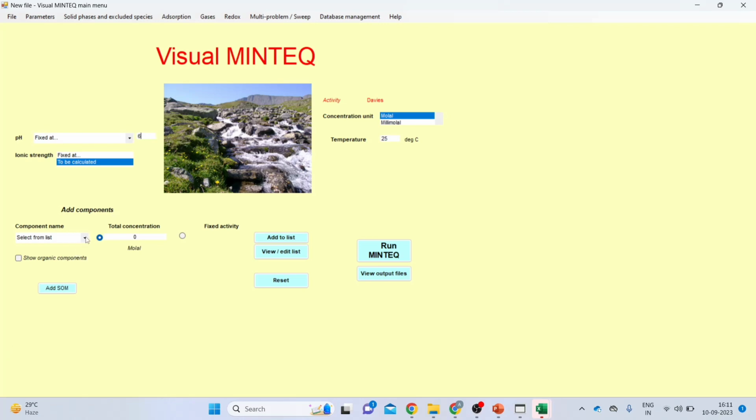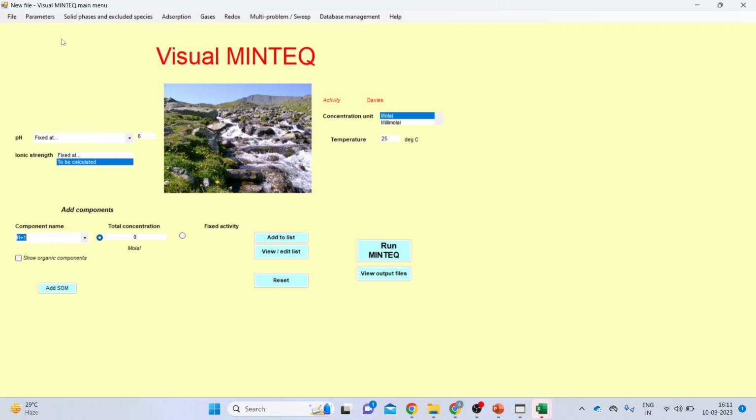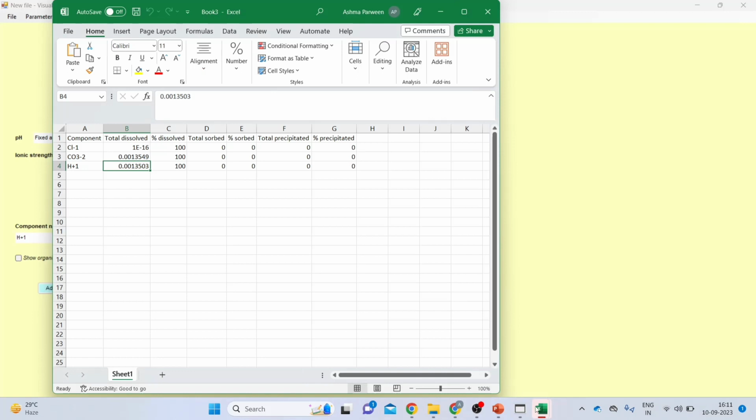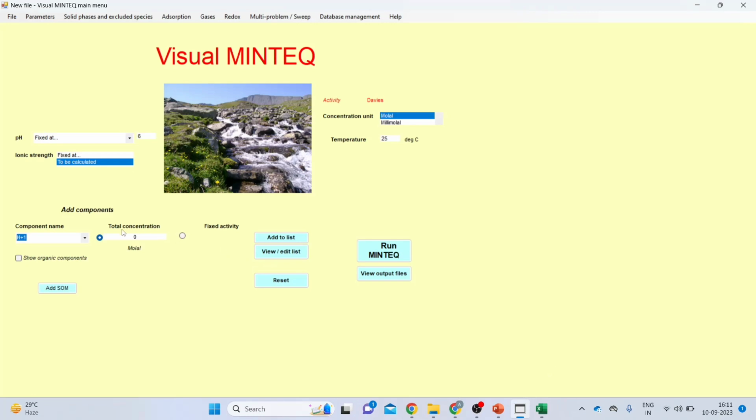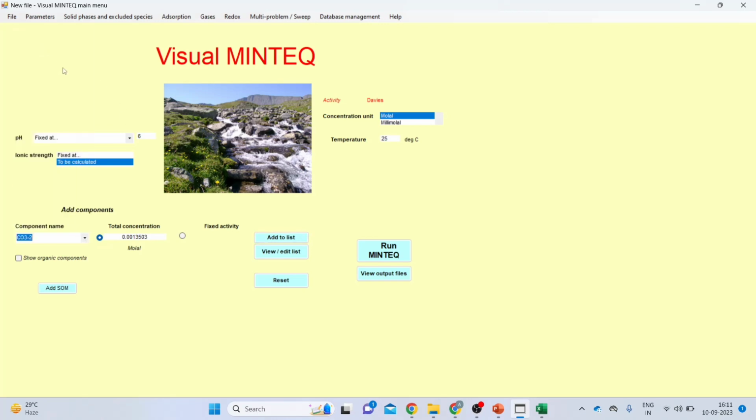Now we will specify the total H and total carbonate which we have calculated in the previous question. So let's see what happened. So this is the total H, that is 0.00135303. Let's copy this and let's just paste this. And also let's copy the concentration of carbonate.